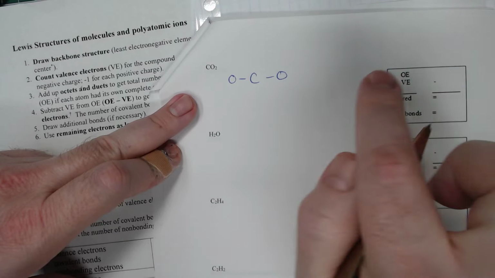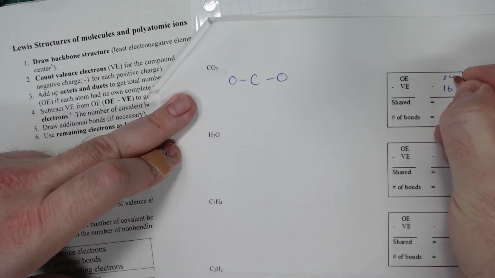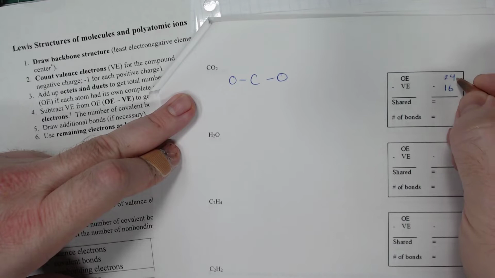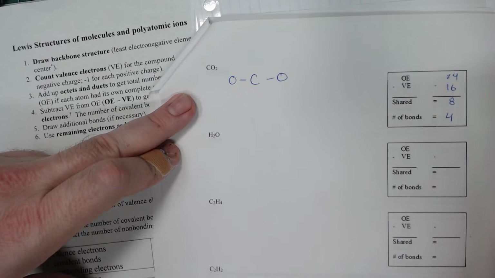Counting valence electrons, well, carbon has 4, oxygen has 6. So 6, 4, and 6, that gives us 16 valence electrons to work with. For octet electrons, if each one could have 8, that would be 8, 8, and 8. That's 24. But we don't have 24, we only have 16. So if we take the difference, 24 minus 16 gives us 8 shared electrons. Well, 8 shared electrons, divide that number by 2, and that will give us 4 bonds. So we have 4 bonds that we can put in there.